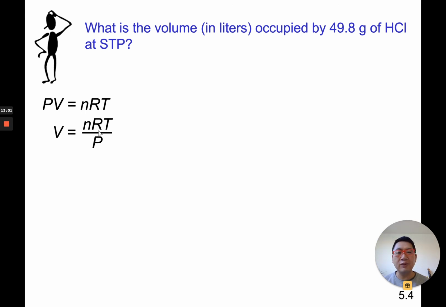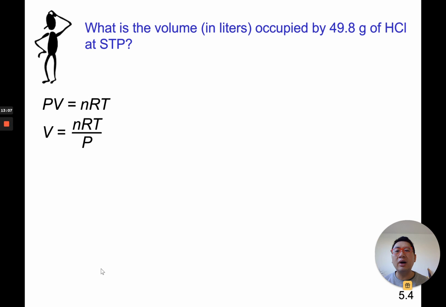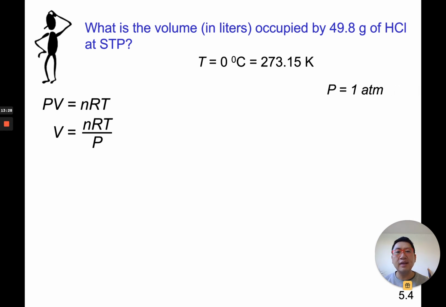Let me go back for a second. R is equal to 0.0821 liters atmospheres per mole Kelvin. You know R. Temperature: do I not know what the temperature is? Of course, this is STP. STP means 0 degrees Celsius, and the pressure is 1 atmosphere. So I know these things. I know it's 0 degrees Celsius and 1 atmosphere.